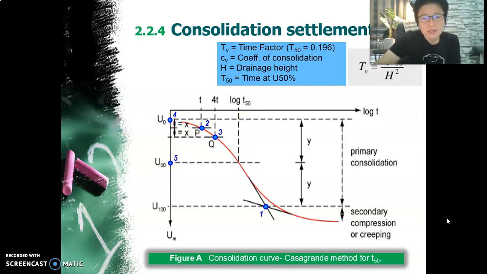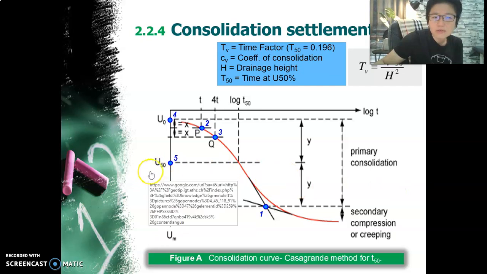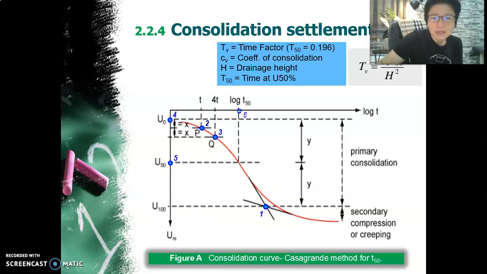Okay? And that's where, if you know U0, you know U100, of course you can find U50, it's right in the middle. Okay? So that's how it works. Once you get a number, you pop it in, you can get your Cv.